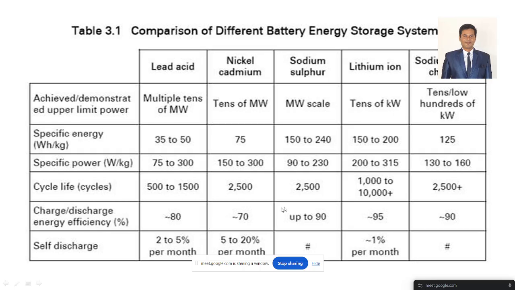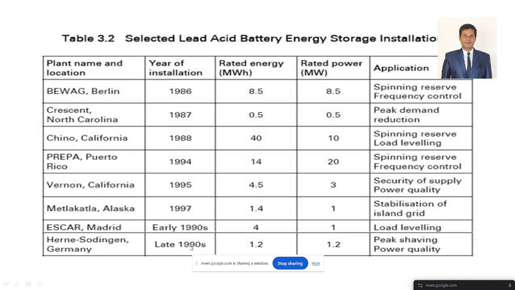So that's why when you talk about lithium-ion batteries, it is almost 1% per month. So that's why it is the highest in terms of charge and discharge energy efficiency. It is 95%, right? The percentage is also very less. It is 1% of self discharge. If you see the 80% energy efficiency, the self discharge is going to be around 5%. All right. So these are the various things, right?